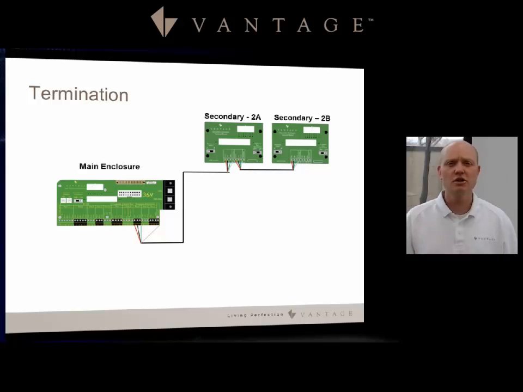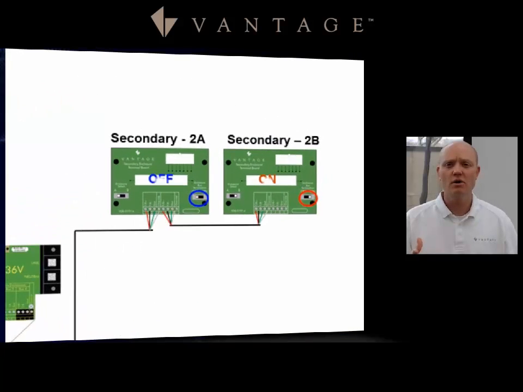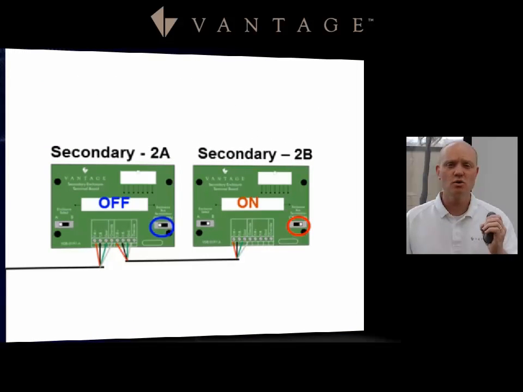So when we talk about termination, we have a Vantage termination rule. Helps you to be able to remember across the entire board of different things that we terminate. If there is 1 or less cables, the termination is on. Otherwise, it is off. So with that rule and that example in mind, notice that secondary 2A is off because it has 2 cables into it, whereas secondary 2B only has the single cable in it, and so the termination is set to on.